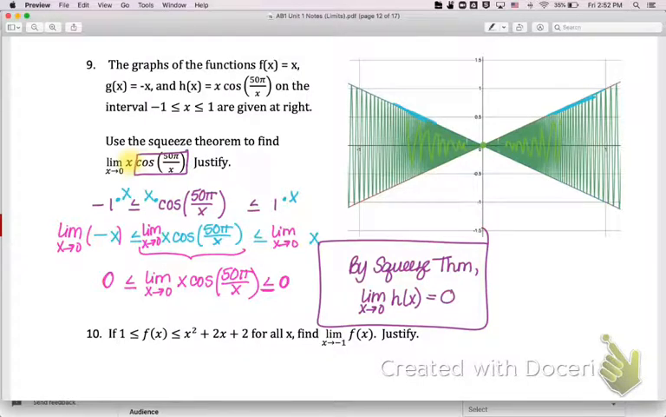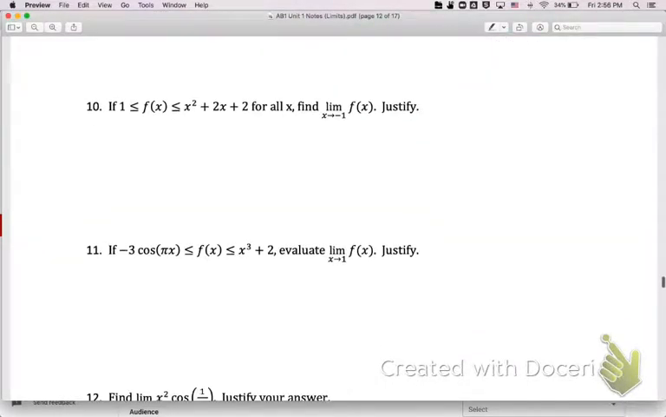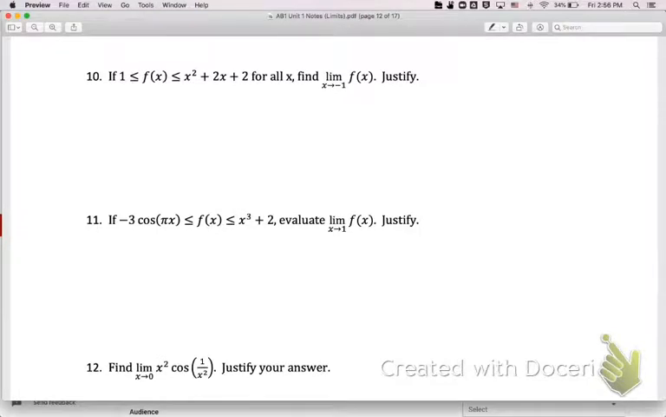Let's look at number 10. Number 10 is a little bit different approach. Instead of us figuring out the two functions that it's between, we have some unknown function f of x, but what we do know about f of x is that 1 is less than or equal to f of x, which is less than or equal to x squared plus 2x plus 2 for all x values. We want to find the limit as x approaches negative 1 of f of x, and we want to justify our answer, which means we need to use a theorem or something like that.